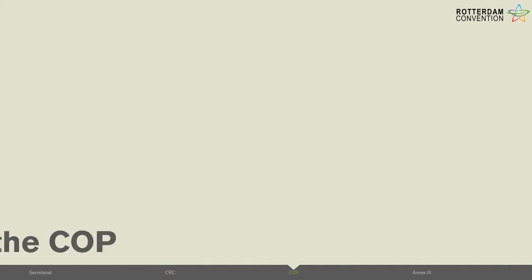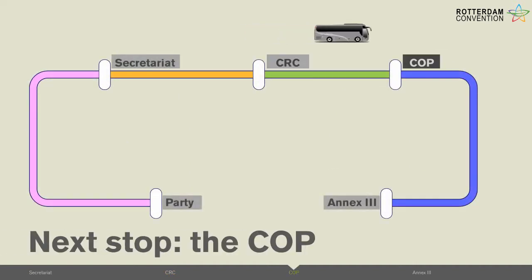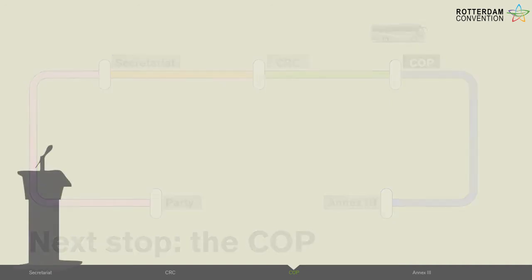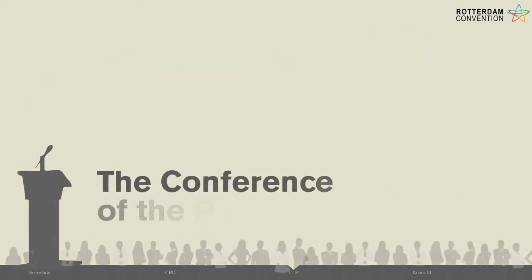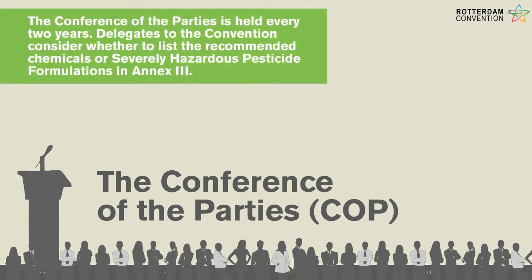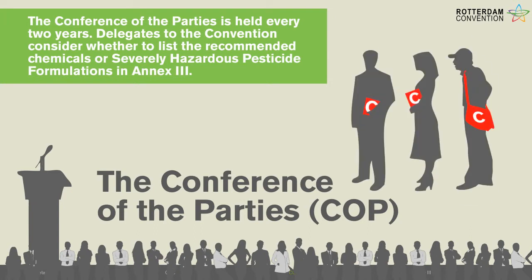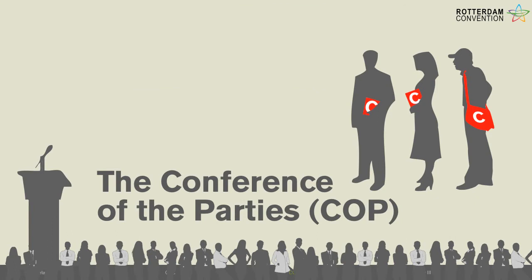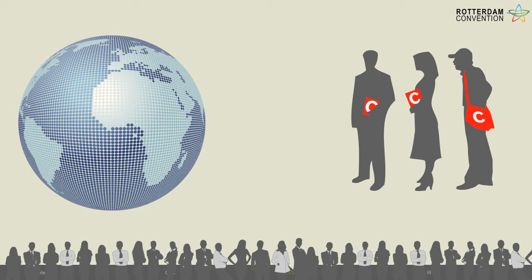Now, let us follow the recommended chemical to the next stop, the Conference of the Parties, or, as it is called, the COP. So what is this Conference of the Parties? The meeting of the COP is held every 2 years. The COP considers whether to list the recommended chemicals or severely hazardous pesticide formulations in Annex 3. The decision of the COP is final.